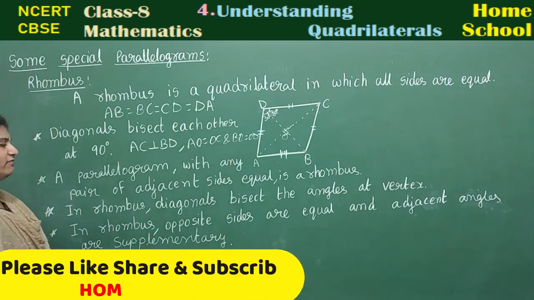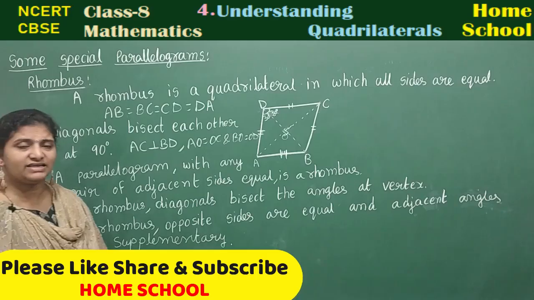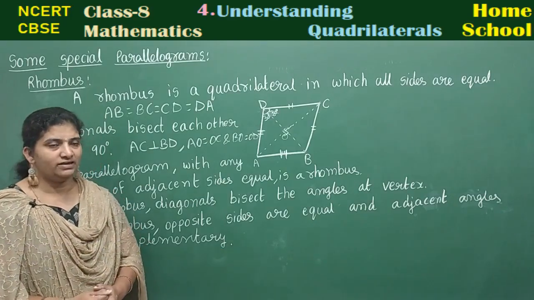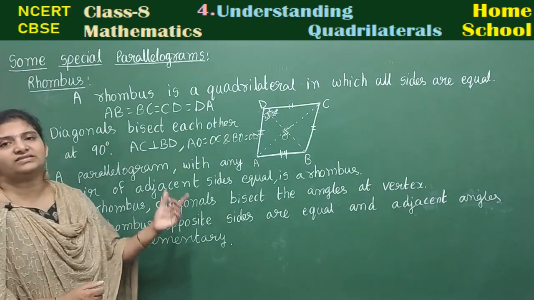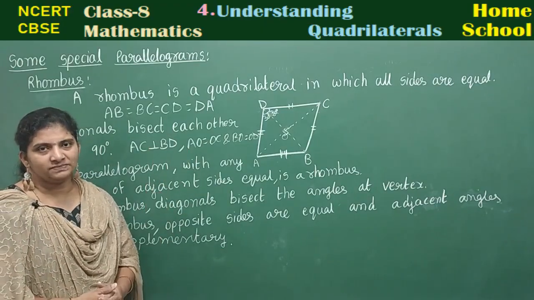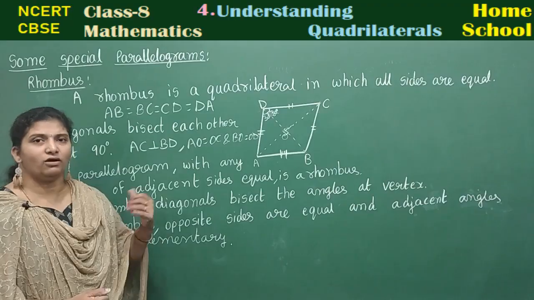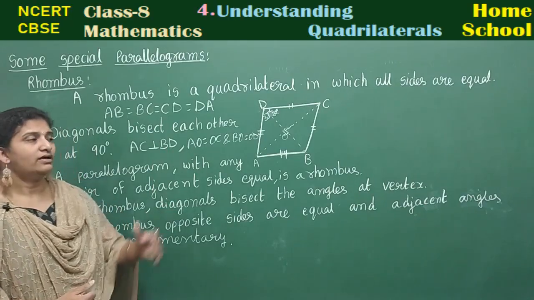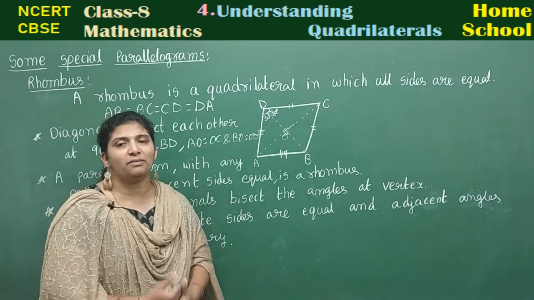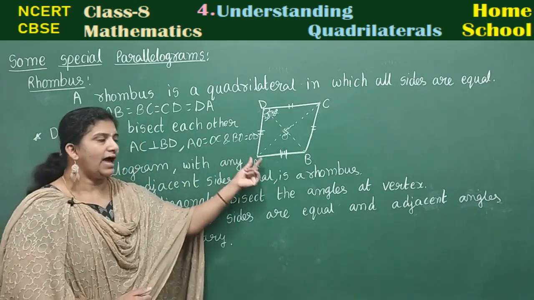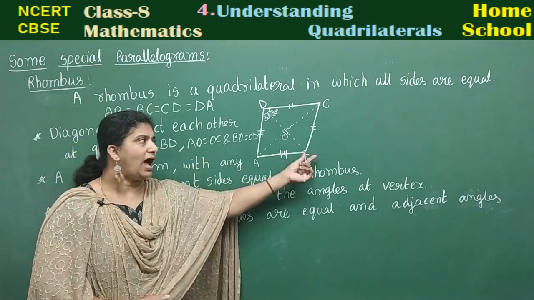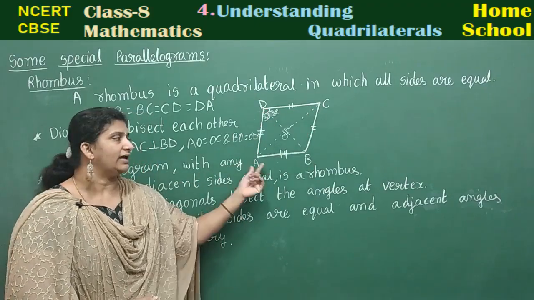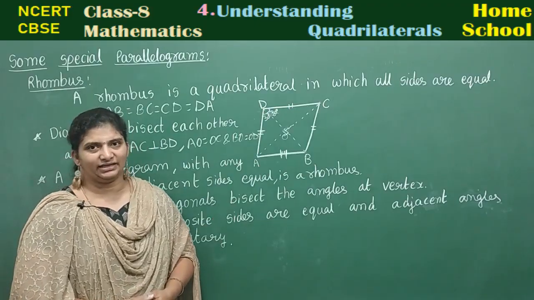A parallelogram with any pair of adjacent sides equal, we call that parallelogram a rhombus. And opposite sides are equal in a rhombus. Adjacent sides are equal, opposite sides are equal, and all sides are equal in a rhombus. The adjacent angle sum is 180 degrees. Angle A plus angle B is 180, angle B plus angle C is 180, angle C plus angle D is 180, angle D plus angle A will be 180 degrees.